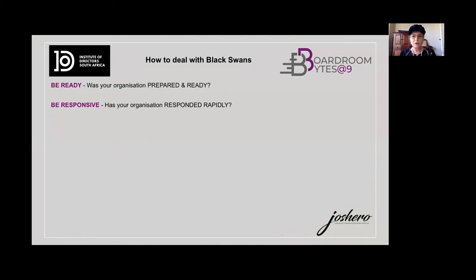And then to be responsive. How responsive has your organization been? Has it responded rapidly? Is your executive committee meeting daily, more than once a day if required? Have they put steering committees in place? Are they meeting regularly? How often are you being informed as a board member? How often is your board meeting? What is the quality of the information that you're receiving for decision making? Are you able to be agile because of the information that you're receiving?